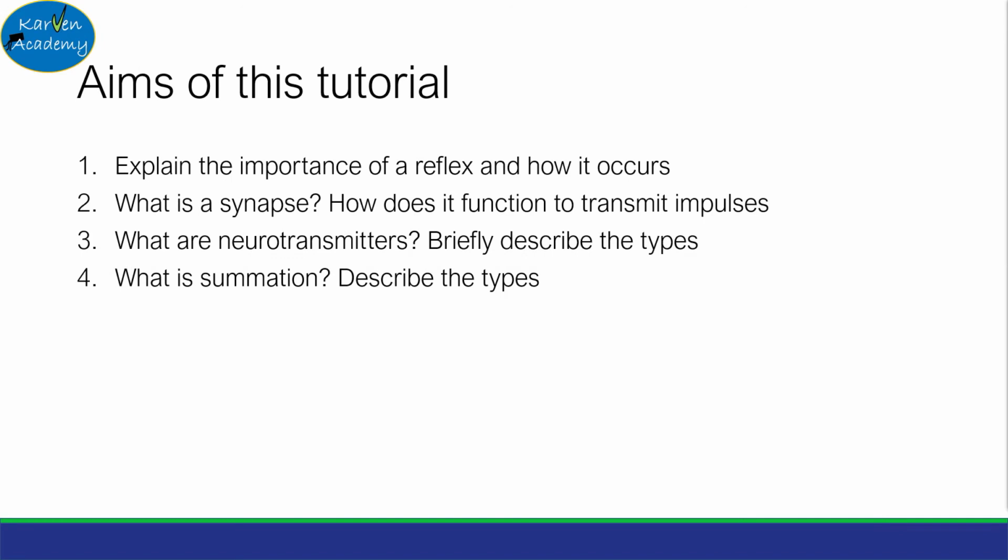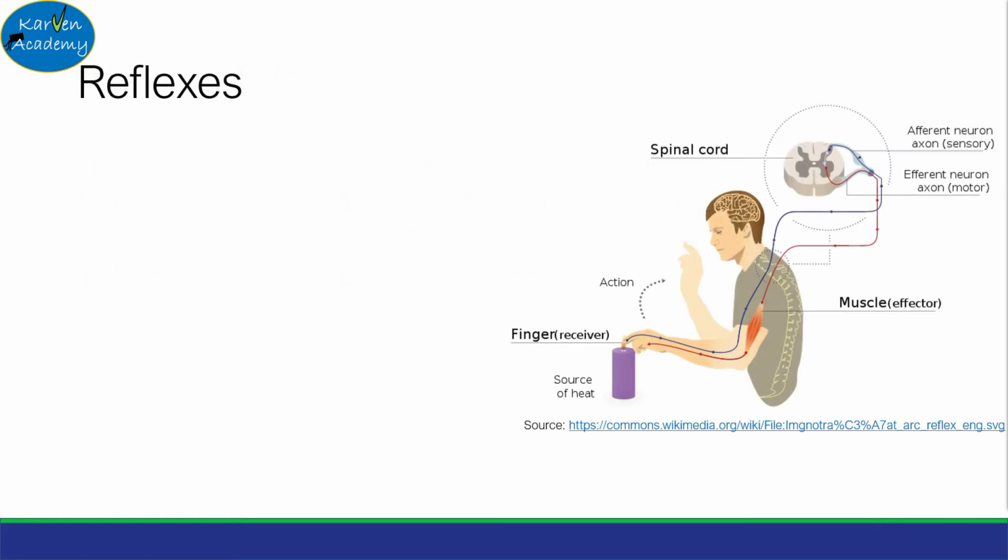So here are the aims of this tutorial. We'll explain the importance of a reflex and how it occurs, understand what is a synapse and how it functions to transmit impulses, and then understand what are neurotransmitters and describe the types, and finally look at summation and also describe the types. So let's start by defining a reflex.